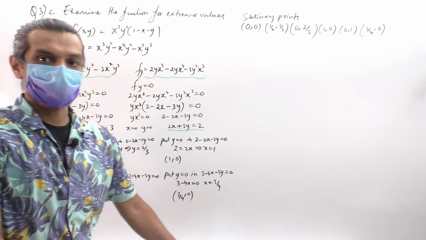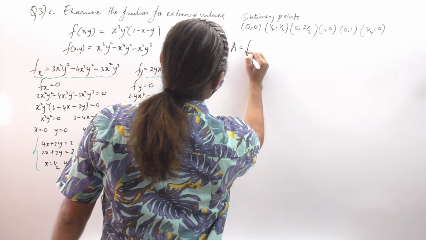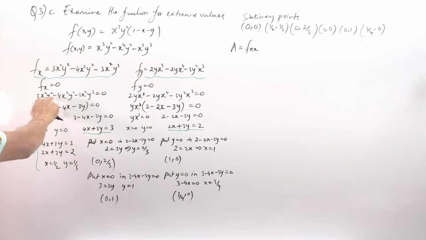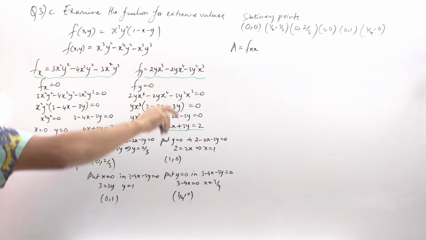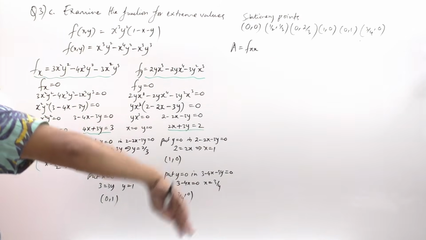Fine. So we found the stationary points here. Now, after finding the stationary points, we find A. A is equal to f double x. That means partial differentiation of this with respect to x. Fx is 3x²y² minus 4x³ minus 3x²y³. So A is equal to f double x, meaning fx differentiated again with respect to x.